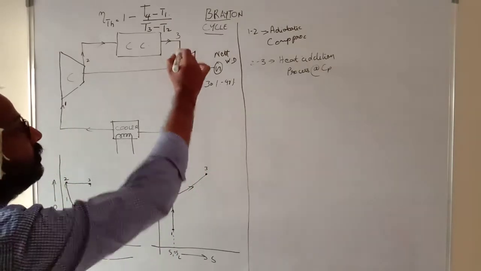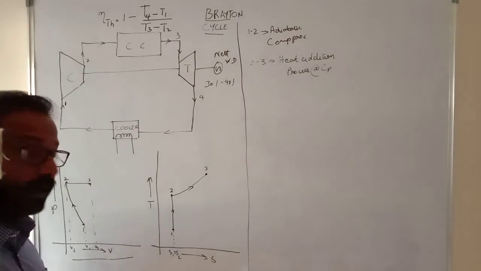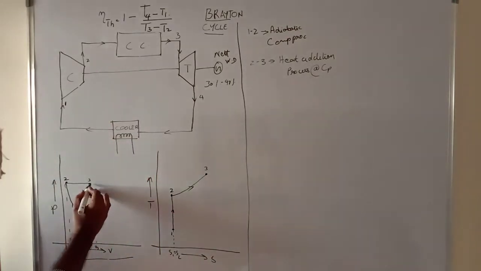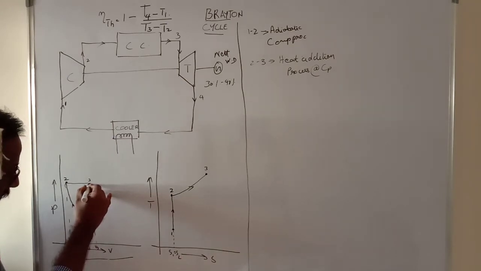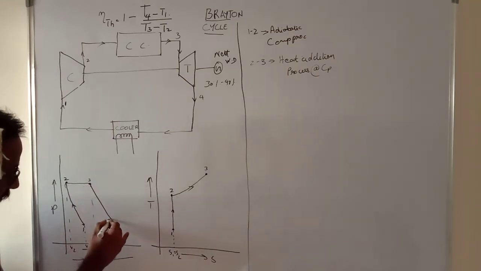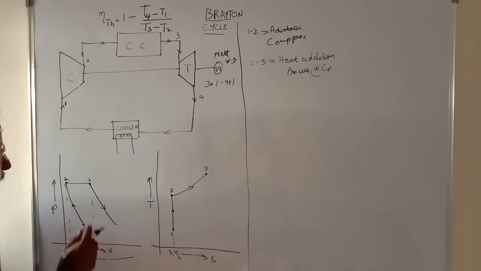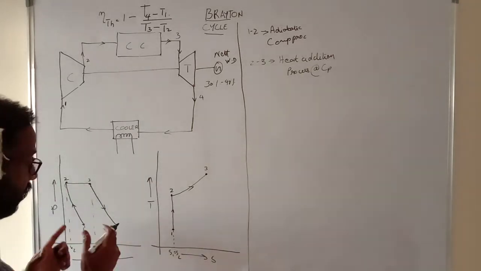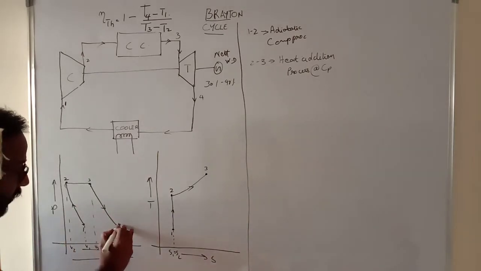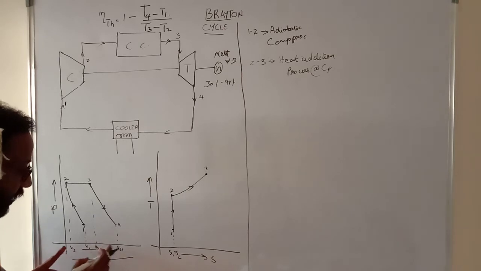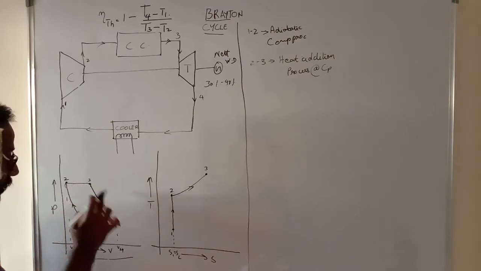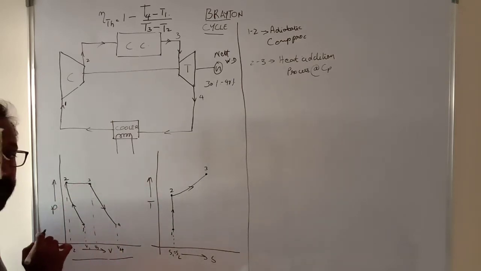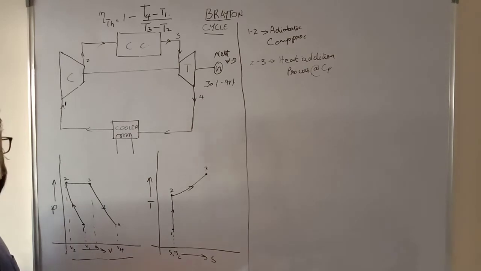So let's see how this process from 3 to 4 looks in a PV diagram. When hot air is expanded inside the turbine, the pressure decreases. So we'll mark it like this: the pressure decreases, and when it expands, the volume increases. So you can see from point 3 to point 4, the volume has increased. It was V3, now it is increased to V4. Whereas the pressure has decreased from P3 to P4. You can see that the pressure has decreased.